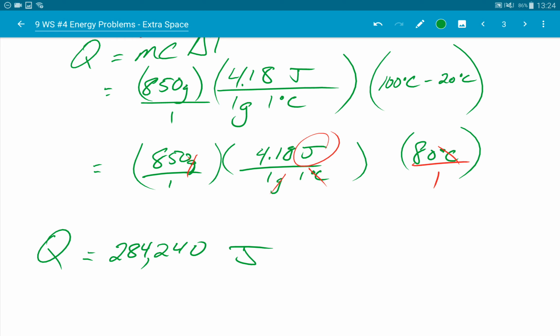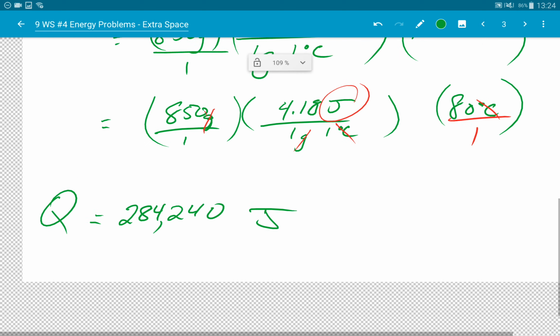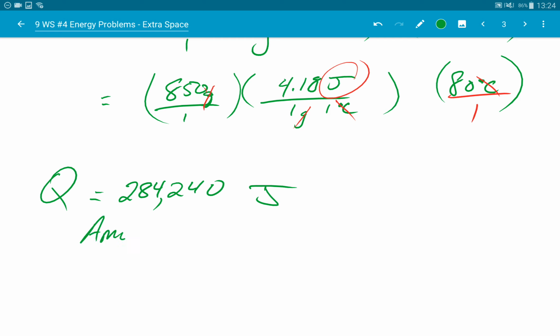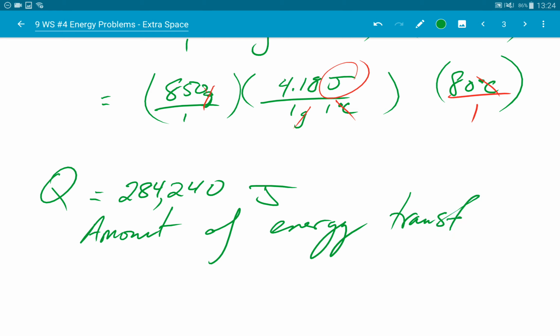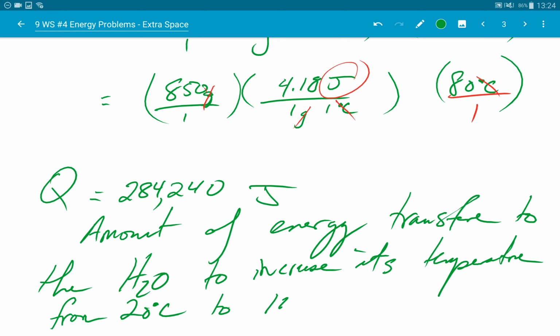Anyways, I go and just multiply all that stuff like we know to do in math, and I get 284,240 joules, and that's energy. Okay, cool. So this is how much energy we had to transfer. Let me write that out. This is the amount of energy transferred to the H2O to increase its temperature. That's not apostrophe S. It's temperature from 20 degrees Celsius to 100 degrees Celsius.